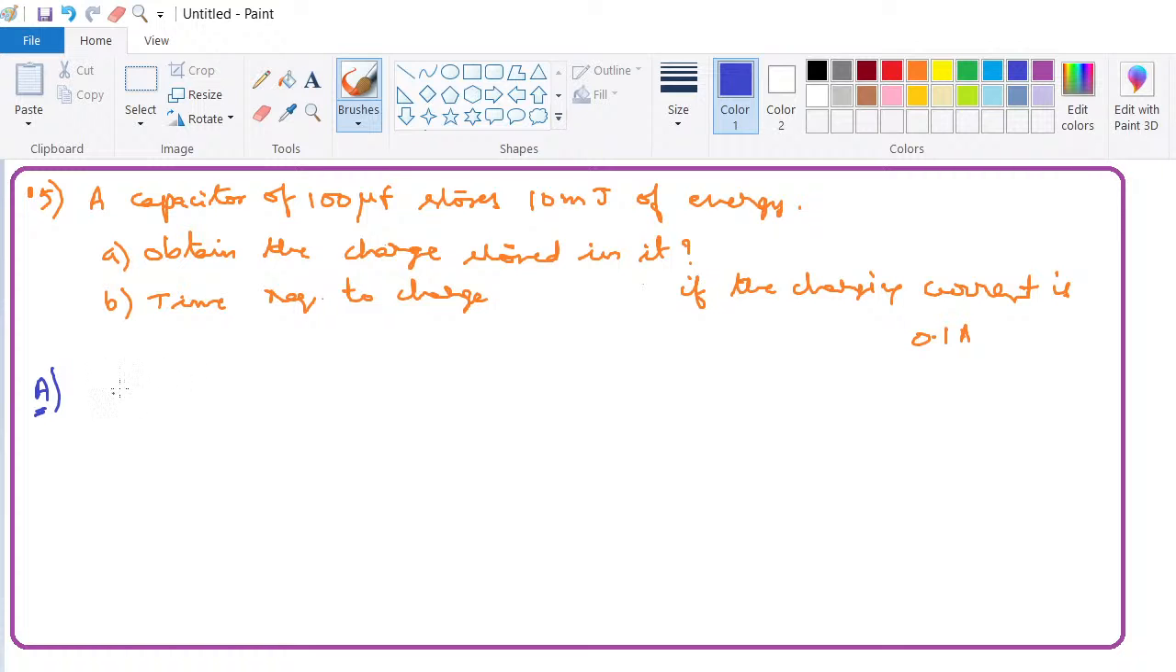Let's see the data first. The capacitor value has been given as 100 microfarad and the energy has been given as 10 millijoule, and we need to obtain the charge stored in it. First we need to find what is meant by charge stored in it. As we know, the current is the rate of change of charge, so it can be written as charge Q is equal to I into t. So we need to find the charge now.